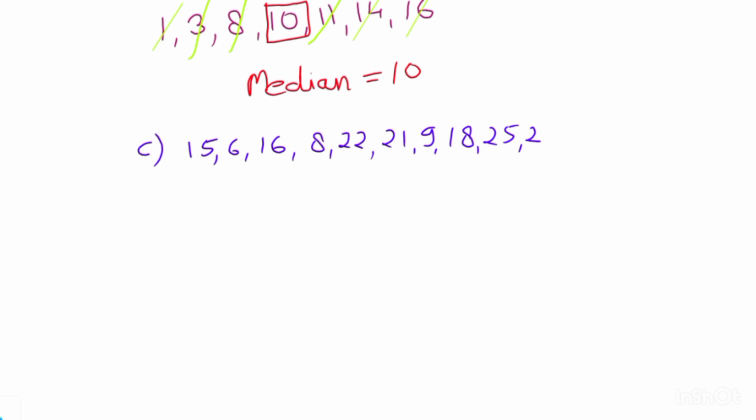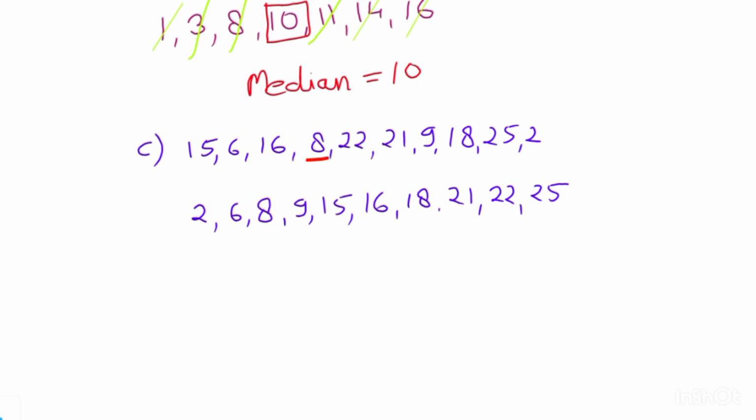So here we see that 2 is the smallest number, so we will write it here. After 2 we will write 6, then 8, then 9 and then 15, 16, 18, 21 and 22 and last 25. So 1, 2, 3, 4, 5, 6, 7, 8, 9, 10 numbers.